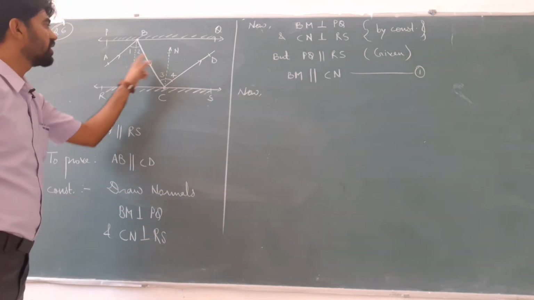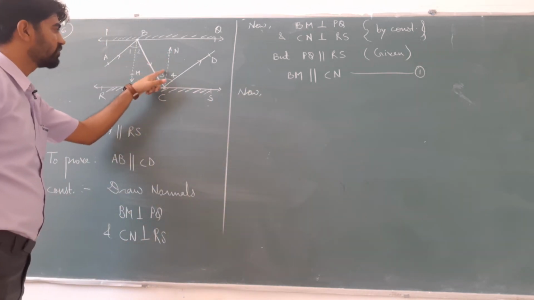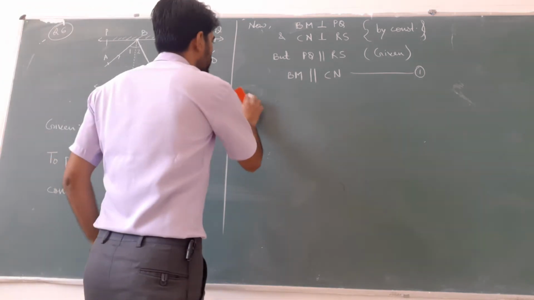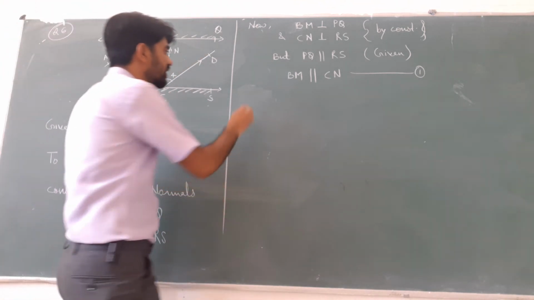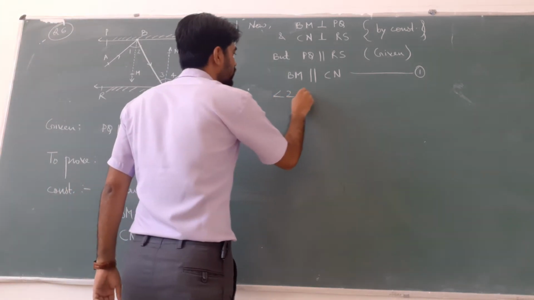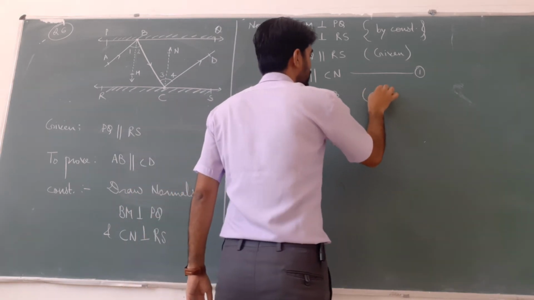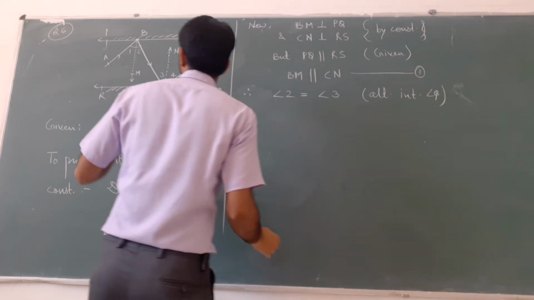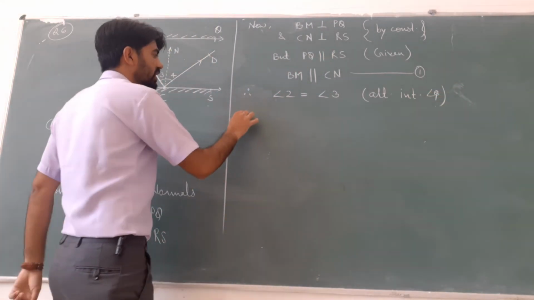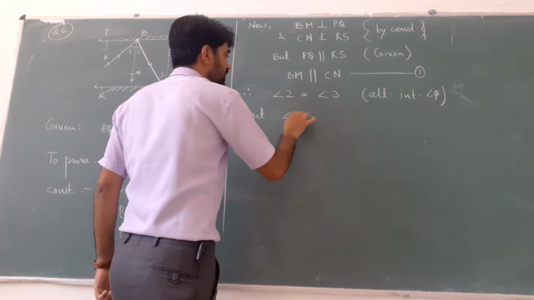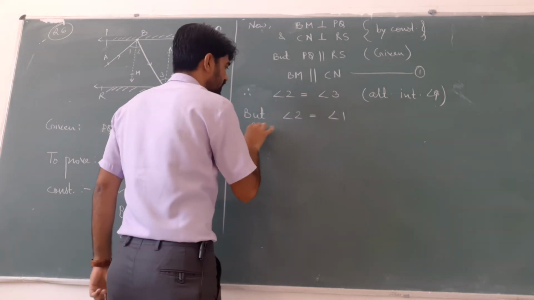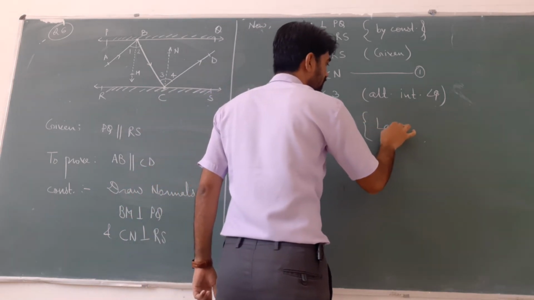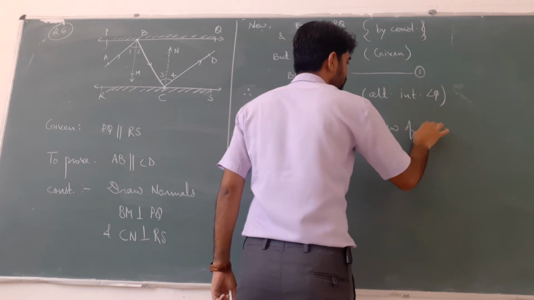Now if these two are parallel, then angle 2 will be equal to angle 3. Therefore, angle 2 is equal to angle 3, alternate interior angles. Okay, this and this. But angle 2 is equal to angle 1 and angle 3 is equal to angle 4. Reason why? Law of reflection.